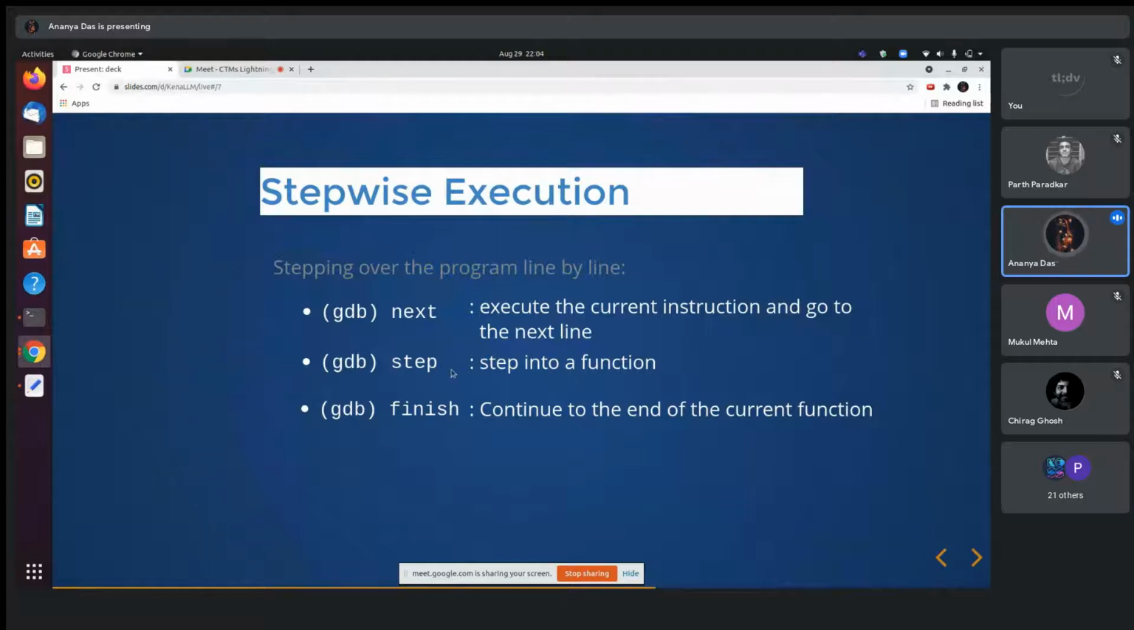And next, the step function is useful for a step command. It is useful for stepping into a function, and finish is helpful to continue to the end of the current function, let it be main or any other function that we are having.